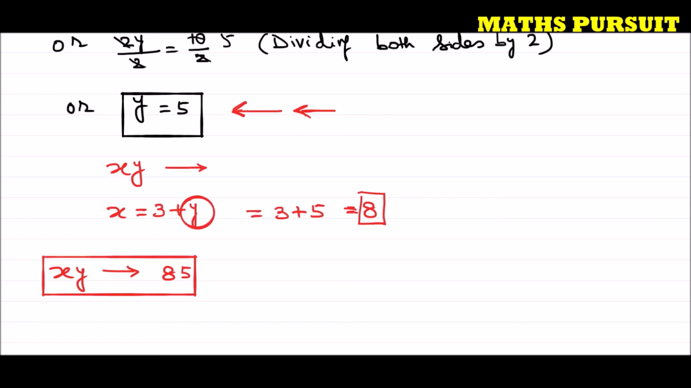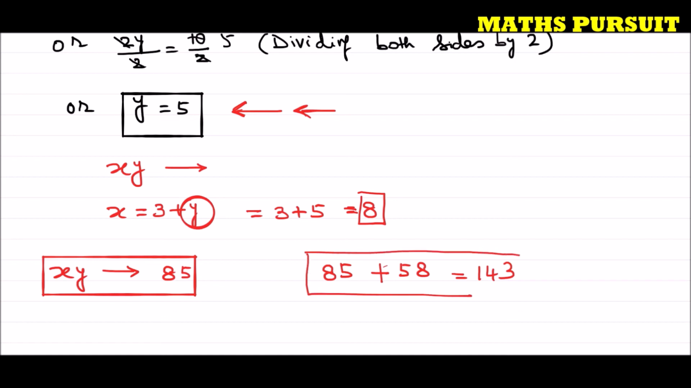Now if you want, we can check our answer. The question was telling us that if the original number is 85, minus the interchanged number, that is 58, and if we interchange the number and add it to the original number, we get 143. Just check: 5 plus 8 is 13, 8 plus 5 is 13, plus 1 is 143. This satisfies the condition that the question was asking us.